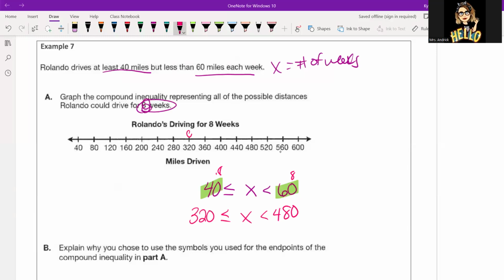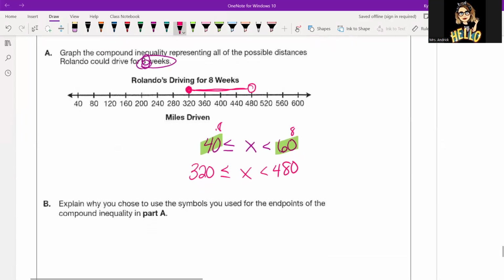That means we have a closed circle and an open circle, and they're coming towards each other. Okay, because X has to be greater than 320 and less than 480. So it's got to be somewhere in there.